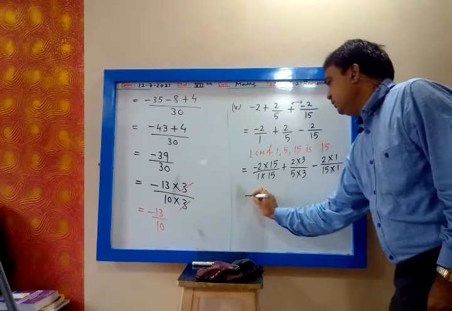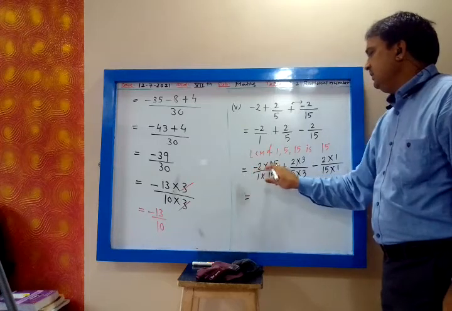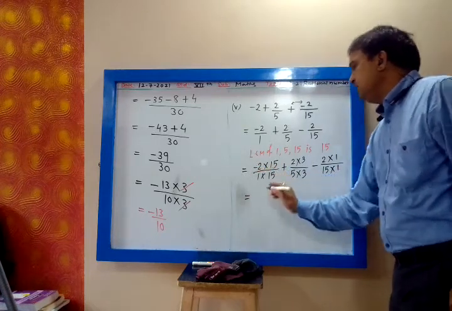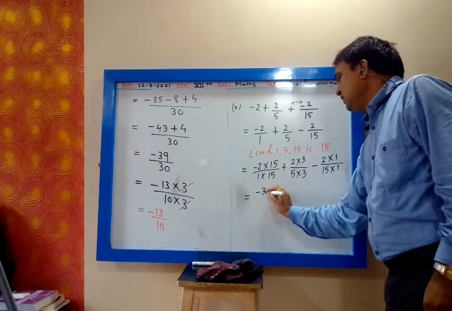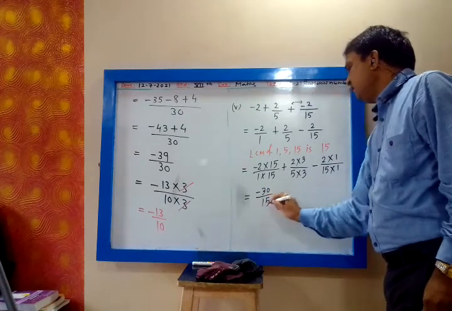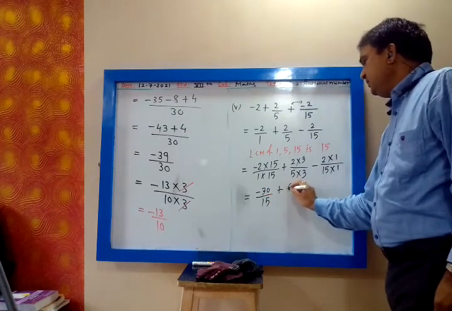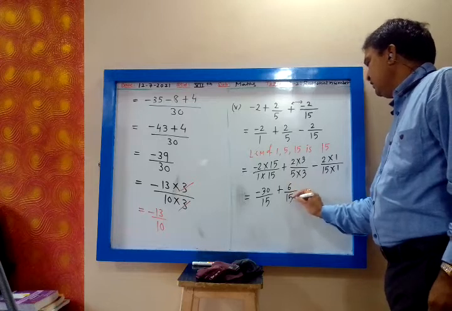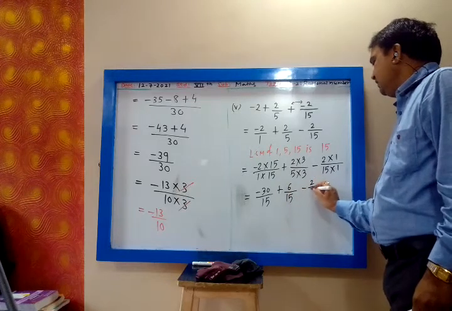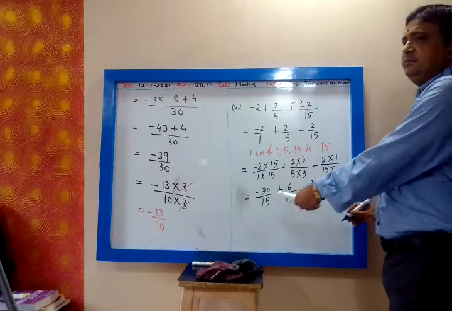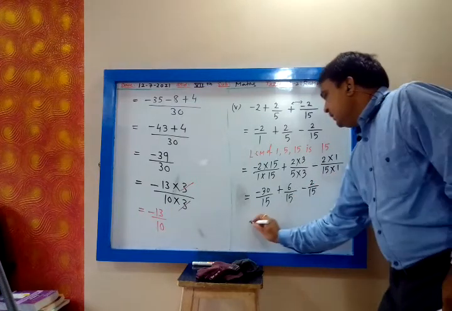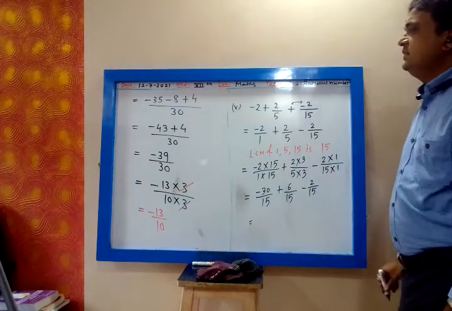So this is minus 2. Multiplication of minus and plus is minus. So minus 2 into 15 will be minus 30. Minus 30 upon 15, plus 6 upon 15, minus 2 upon 15. Now the denominators are equal, 15, 15, 15.